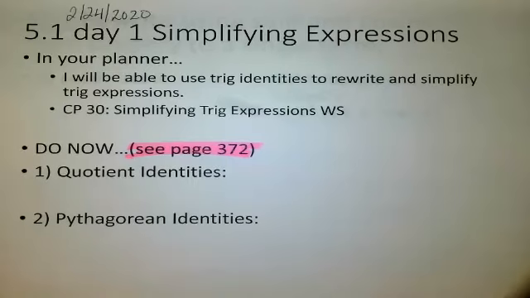Okay, moving on. Today we are starting a new chapter, chapter 5. We are going straight through the entire chapter. It's 14 days, and we have 14 days until spring break. That's it? 14 school days. No way.